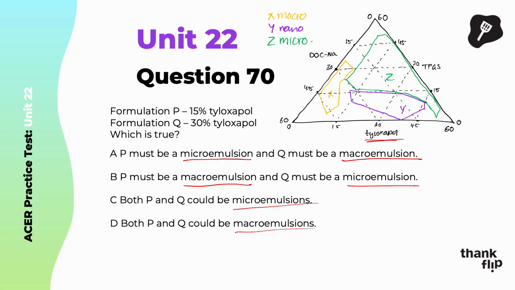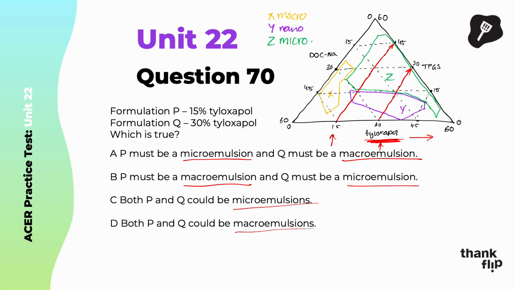So now taking a look at our diagram here, we have tioxopol over here. And so we can trace the 15% and 30% mark. Okay, so going through the 15% mark, we're going all the way across here. And the 30% mark, we're going all the way across here. Okay, and this is in increasing levels of tioxopol here.